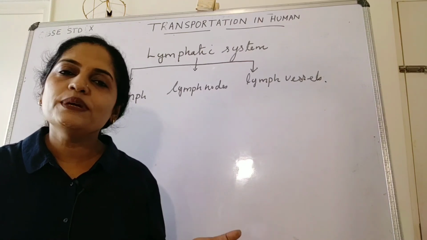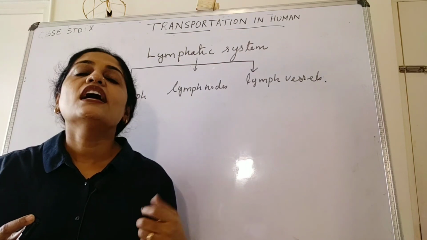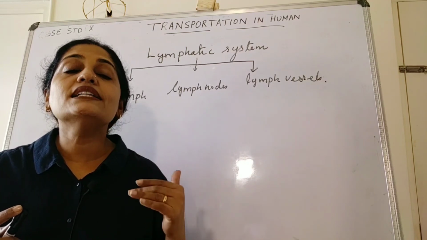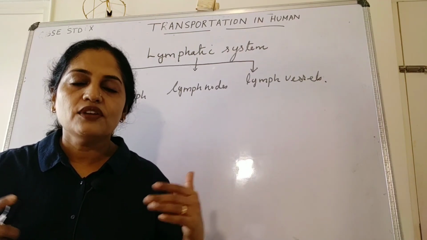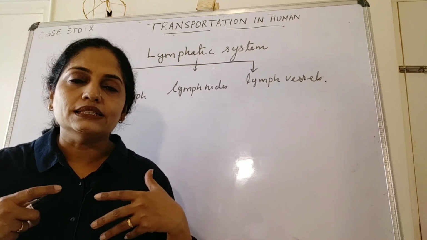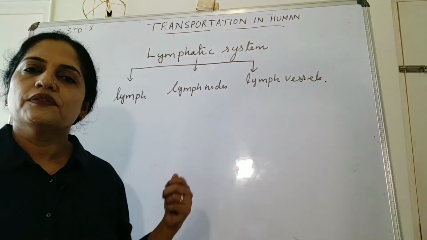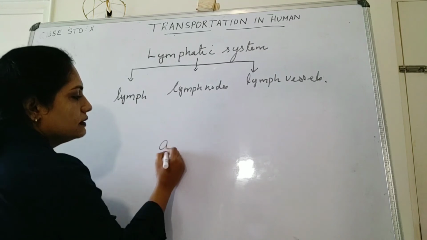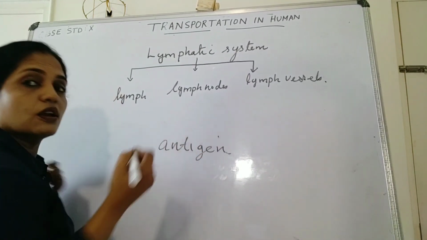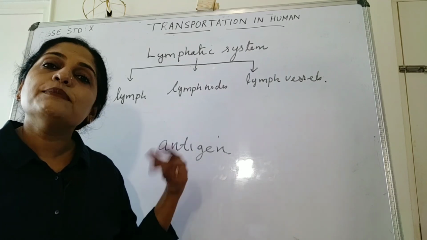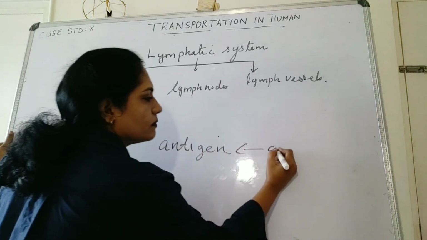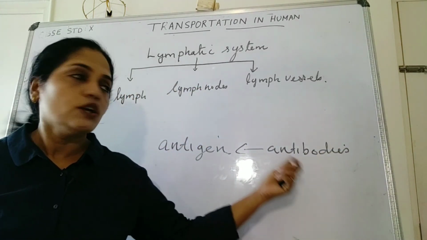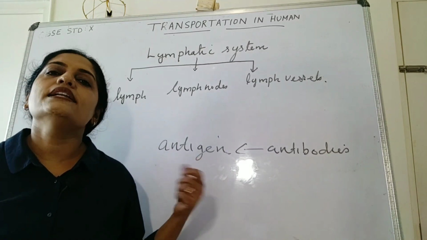Lymph has WBCs or lymphocytes. These lymphocytes provide immunity to our body. They are involved in the allergic reaction in our body when any foreign particle enters into our system. When the foreign body produces an antigen in our system, these lymphocytes produce antibodies against this antigen. And these antibodies neutralize the action of the antigen in our system.